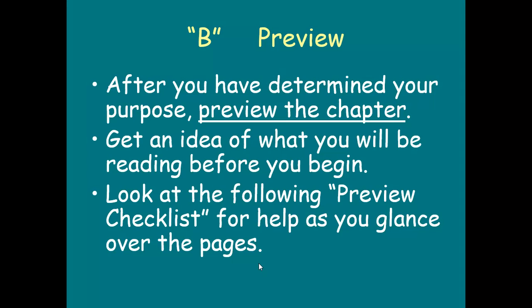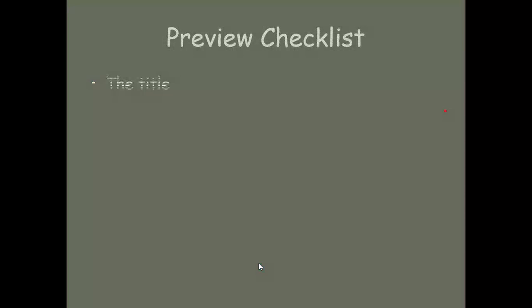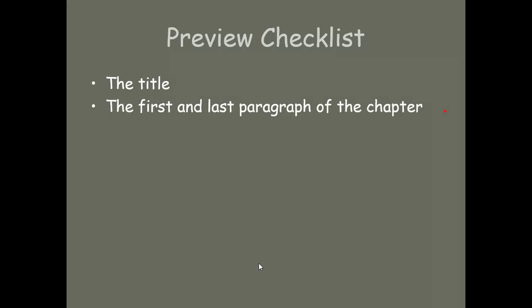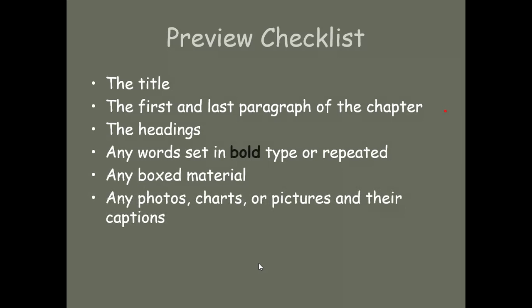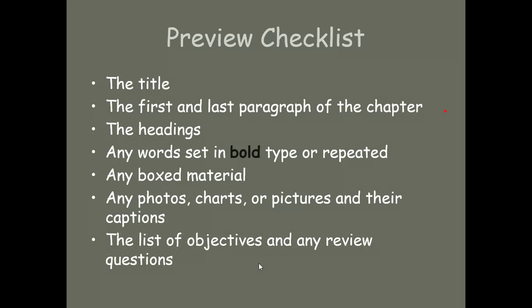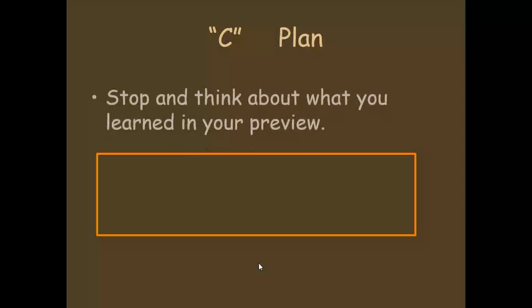Here's the preview guide. Title, first and last paragraph of the chapter, headings, any words that are in bold. This is very important. If they're bold or underlined or a different color, those are important words. Most likely they're your vocabulary or a definition to the vocabulary that we use. Anything that's boxed, photos and charts. Remember, in science, there are always charts, photos, and pictures that you can use. List of objectives.